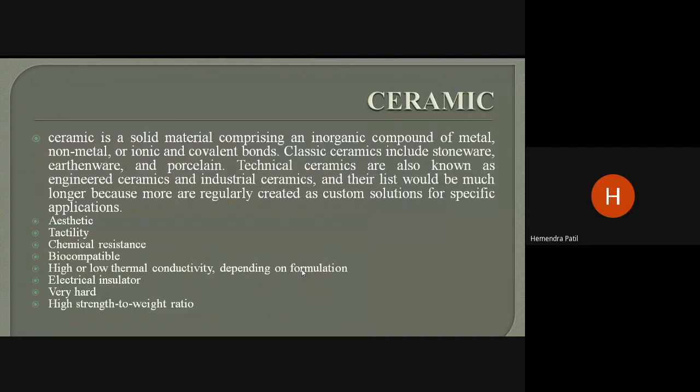Engineered ceramics and industrial ceramics are there for application purposes, and their list would be much longer because more are regularly created as custom solutions for specific applications. There are some applicative parts just for aesthetic use, for tactility. It has chemical resistance, is a biocompatible material, and has high or low thermal conductivity depending on the formulation of the material. It is an electrical insulator and very hard, with a high strength-to-weight ratio. We can get these from ceramics.